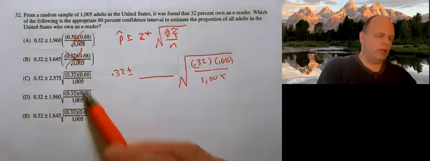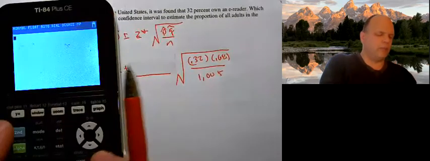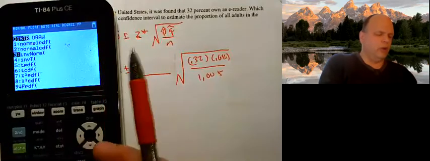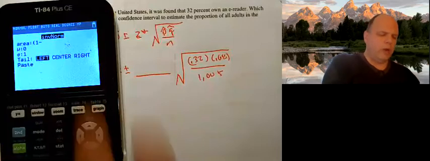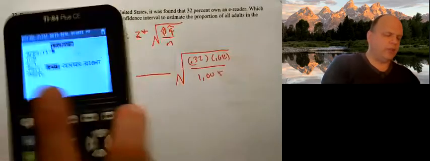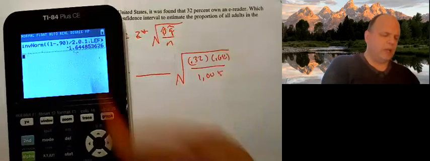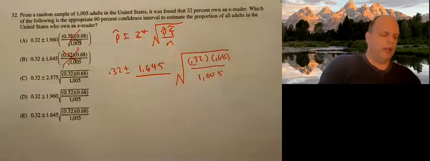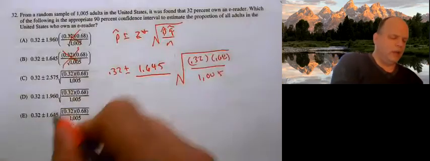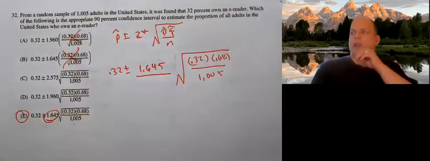All right, the others, we need to calculate z star. So let's go ahead and calculate z star. Second vars, inverse norm, parenthesis 1 minus, and we are wanting to calculate a 90% confidence interval, 0.90, divided by 2, mean is 0, standard deviation of 1, and we end up getting 1.645. So we need to find the one that has a 1.645, and that happens to be E. So the answer to 32 is E.